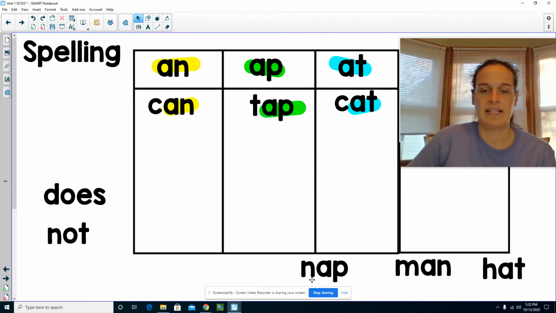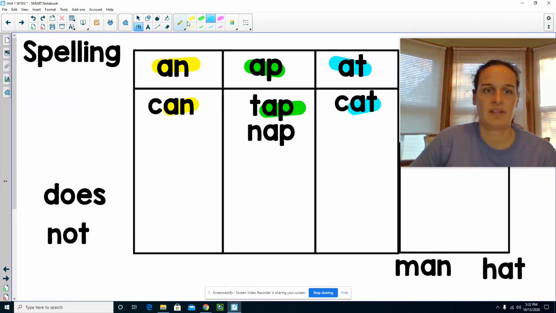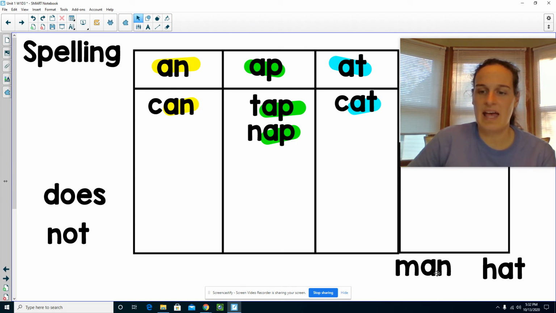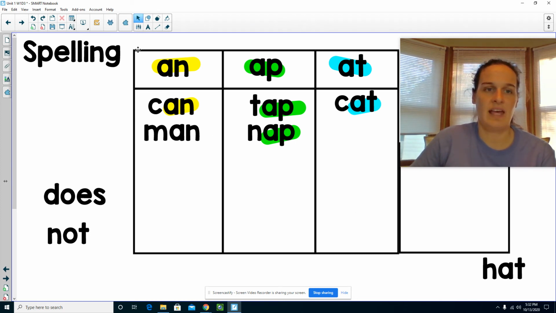Now this word is nap. So what does nap fall under? Does it have AN, AP, or AT? Nap has an AP in it. So I'm going to drag that up here. And notice it has the AP. Let's look at our next word. Man. So does man have AN, AP, or AT in it? Man has an AN. So let's move that up here under the AN category. I'm going to highlight it.